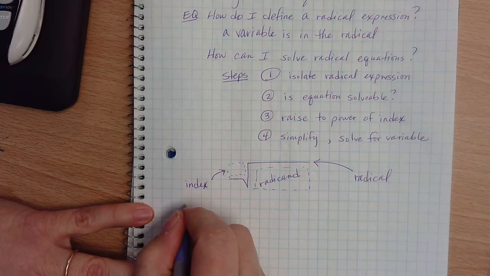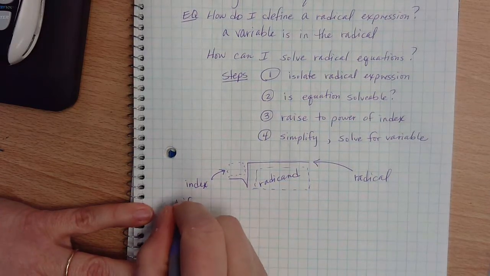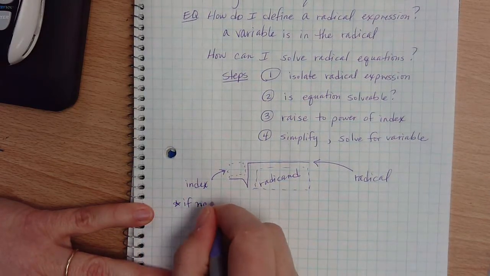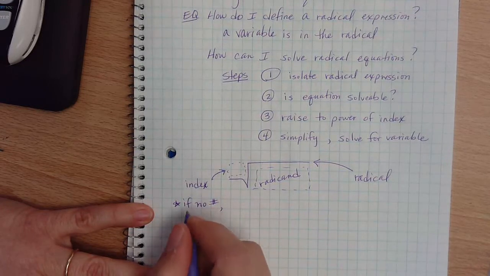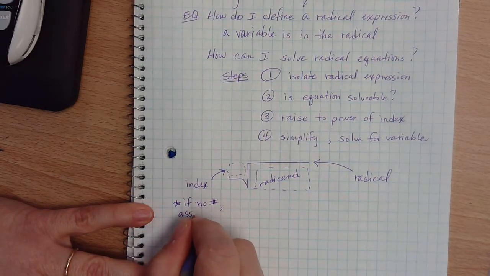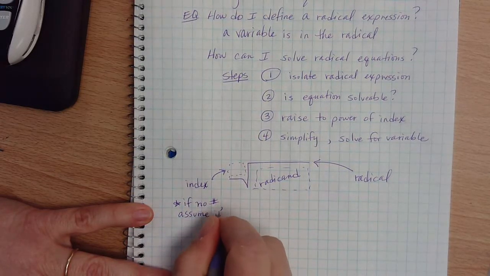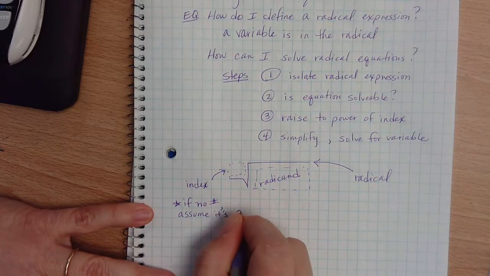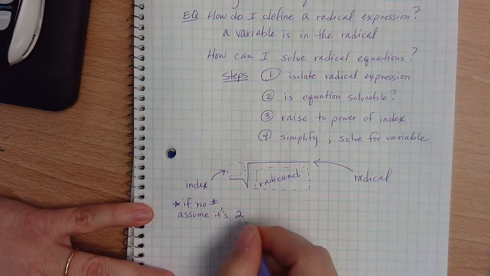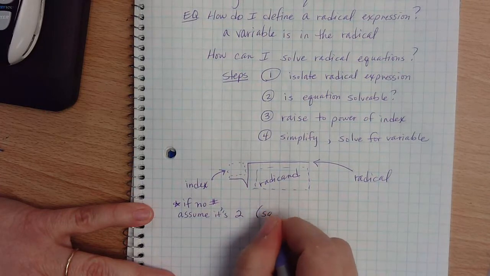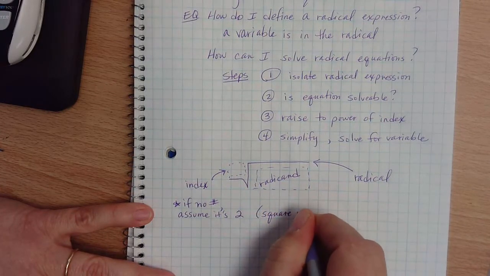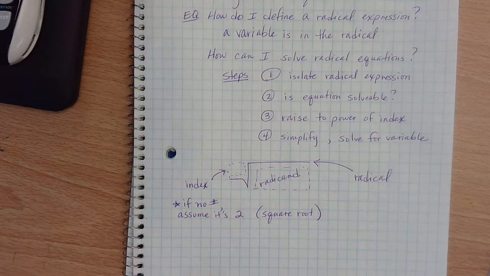So we'll make ourselves a note. If no number, assume it's 2. That would make it a square root. Just like we have an invisible 1, we have an invisible 2 with a root.